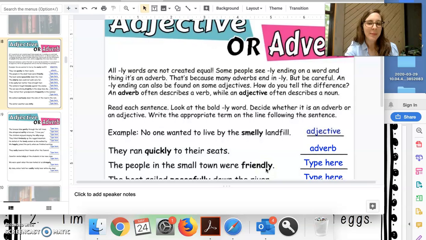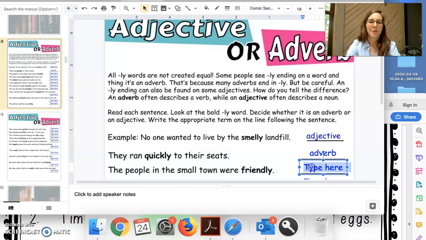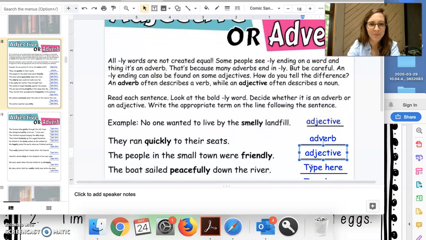And maybe we'll notice a pattern that when you take the ly off, you have a noun. So a friend is a noun, and having an ly added on becomes an adjective describing the people. So the people were friendly. So friendly, even though it ends with an ly, it is an adjective. Let's do one more, and then you'll have the rest to practice on your own.